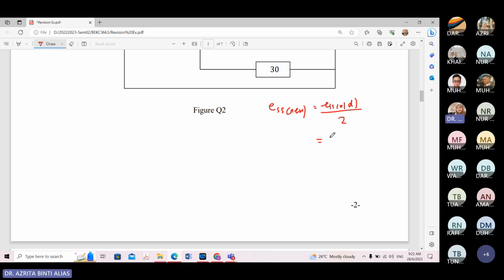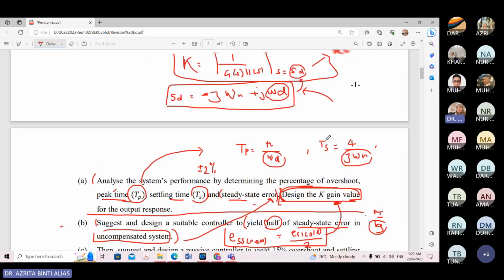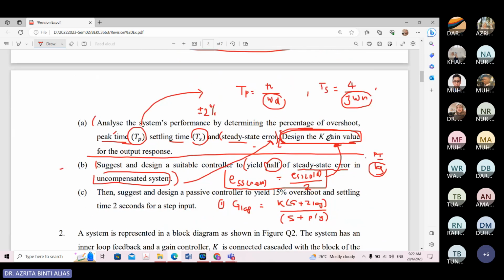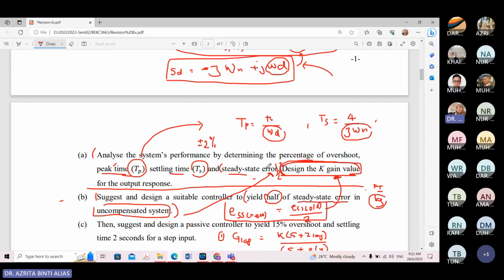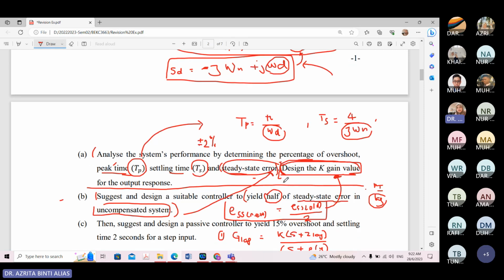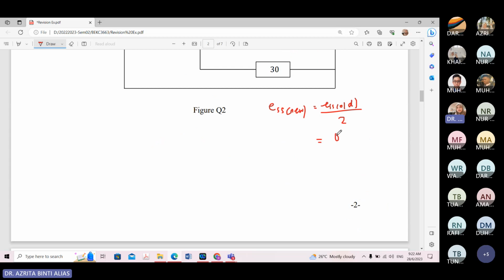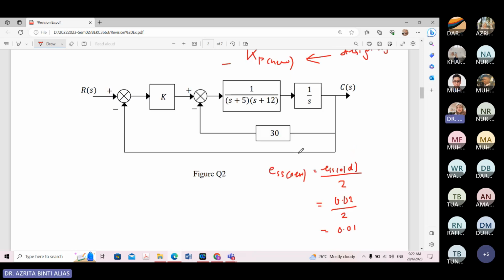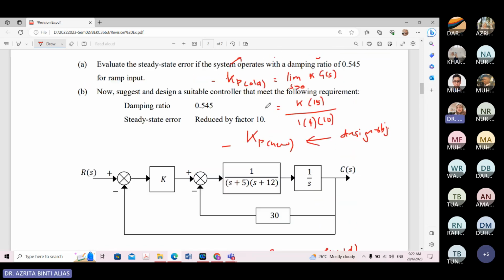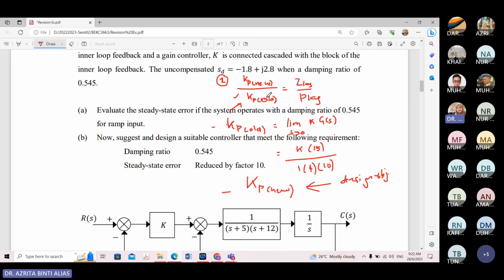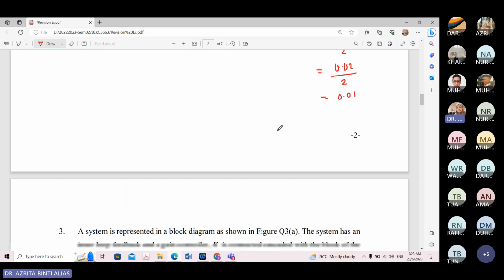Can anyone tell me? Earlier we already obtained it, right? Which ESS old, which value do we take? 0.02. Yes, 0.02. We already obtained the ESS from question A. So 0.02 divided by 2, we get 0.01. Okay, so this is the ESS new.